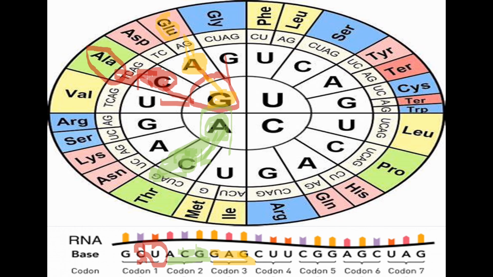We need another color. Okay, CUU. So here C, I have to go to that zone only. So the second letter is here, U, and then that zone, only one of those. The third one is U, CUU. So leucine here.